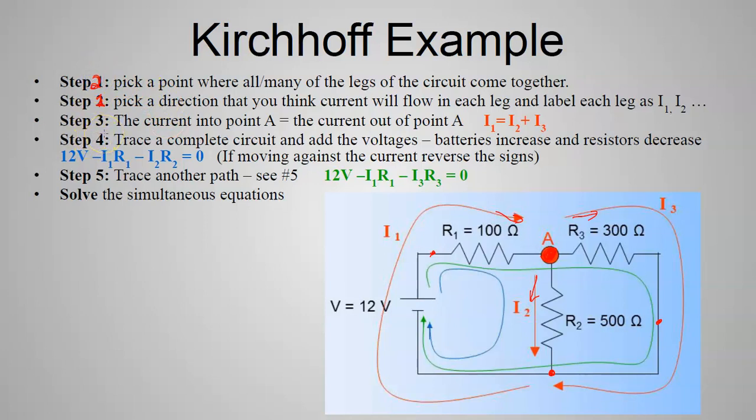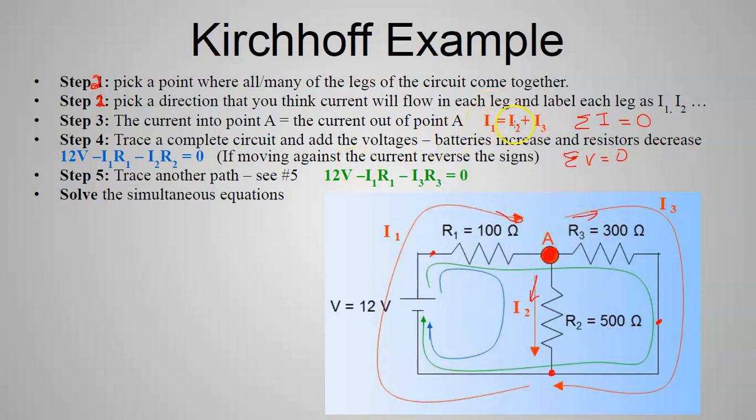Step 3, the current into point A equals the current out of point A. So that's actually where the current branches, doing the point rule right there. There is another way that you'll see people do this. Sometimes people say the sum of the currents at a point has to equal 0. And that's kind of nice because the other rule is the sum of the voltages has to equal 0. If it's coming in, I'd call it positive. If it's going out, I'd call it negative.